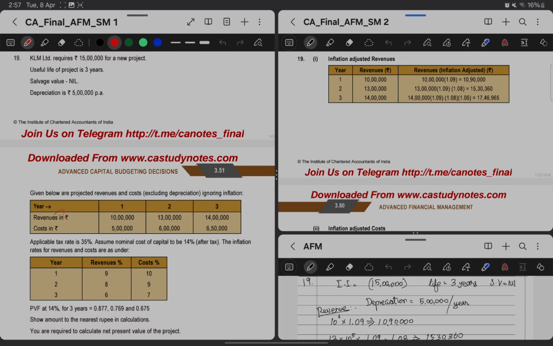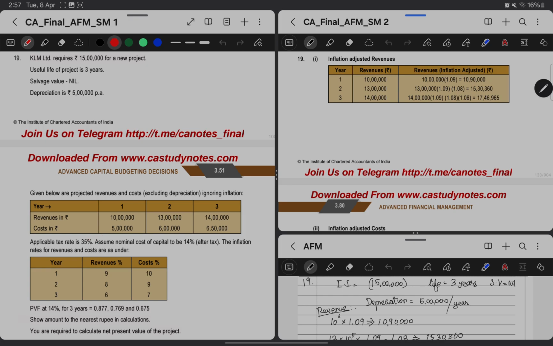So they've given revenue and cost for 3 years, which is excluding depreciation only. They are telling the costs are excluding depreciation, and tax rate is given. So we have to adjust. We have to take the tax benefit on depreciation, and since these cash flows are in real terms and not in nominal terms, as ignoring inflation.